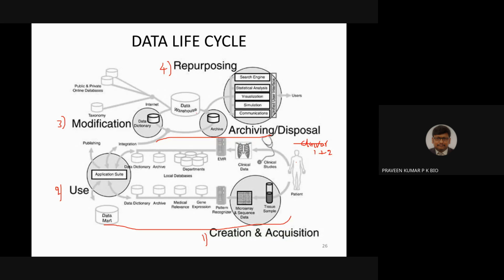And if you want to repurpose the data, you can repurpose the data. Whatever you use to treat asthma, whether it can cure cystic fibrosis, you can also check that. Cystic fibrosis is also a lung disease. So one can also check whether it can be repurposed or not. And finally, the fifth step, you can go for archiving and disposal of the data if the data is not in use. If you want to archive, you can archive. If the data is not in use, you dispose of the data.